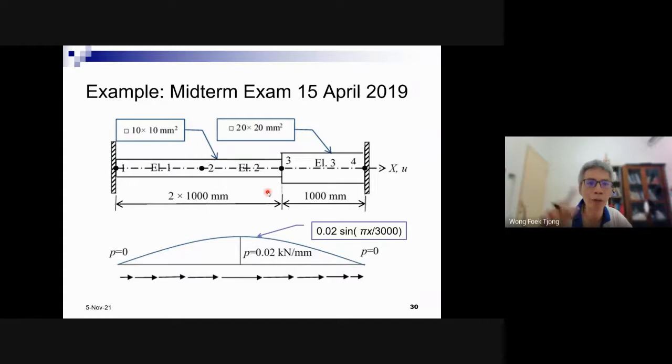One of the questions in that exam is how to calculate the equivalent nodal force. Of course, I will not discuss the overall question. I divide the bar into 3 elements. This is element number 1.